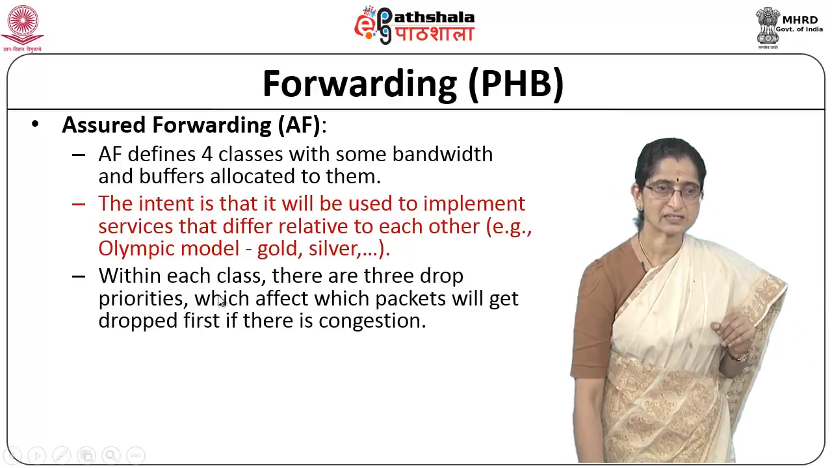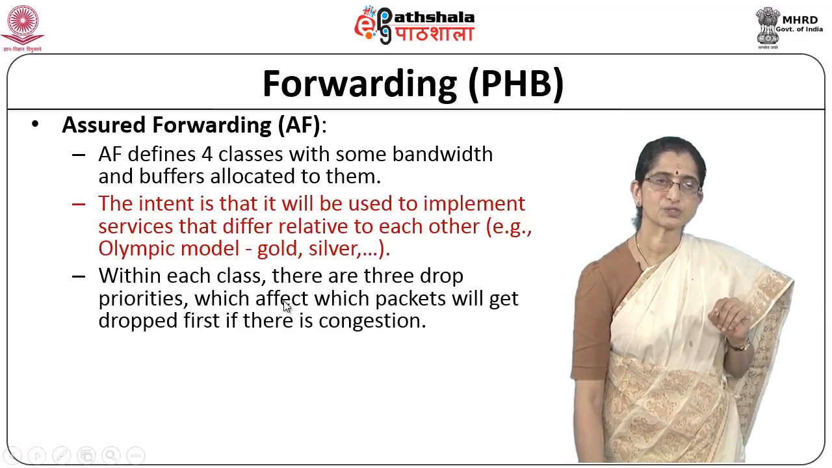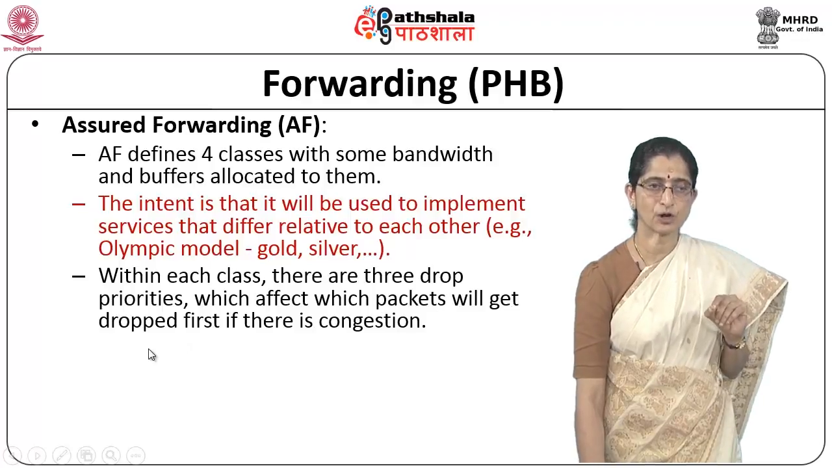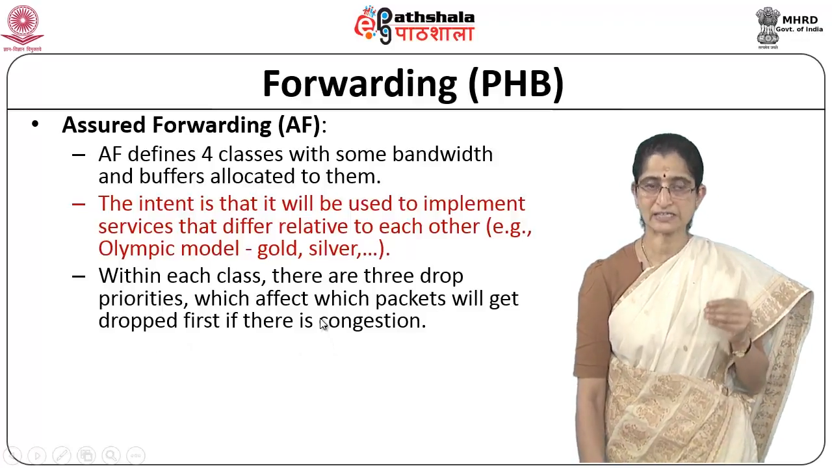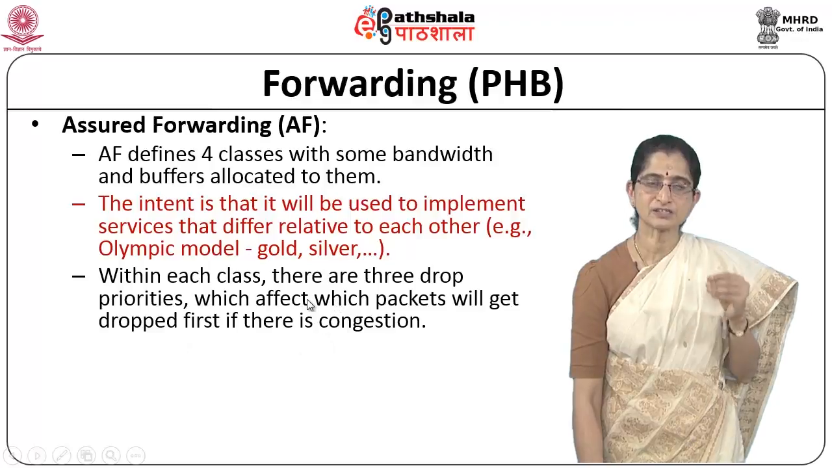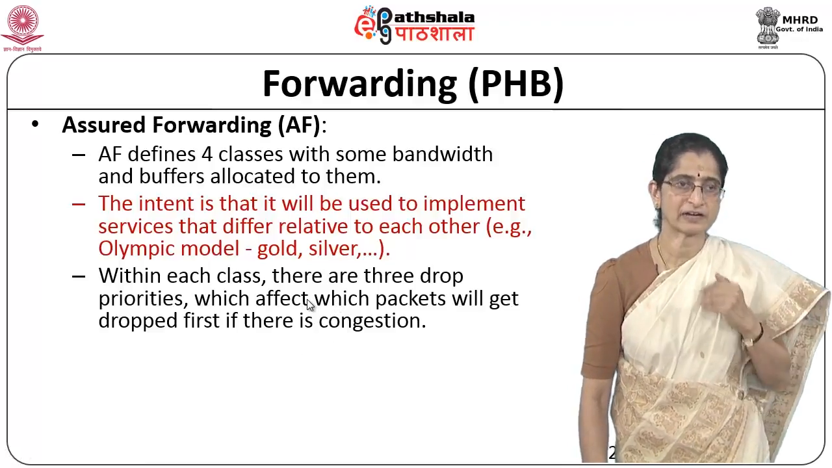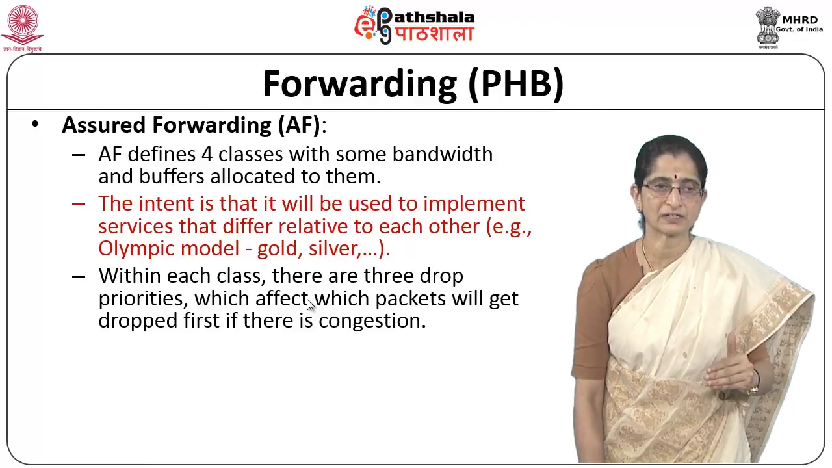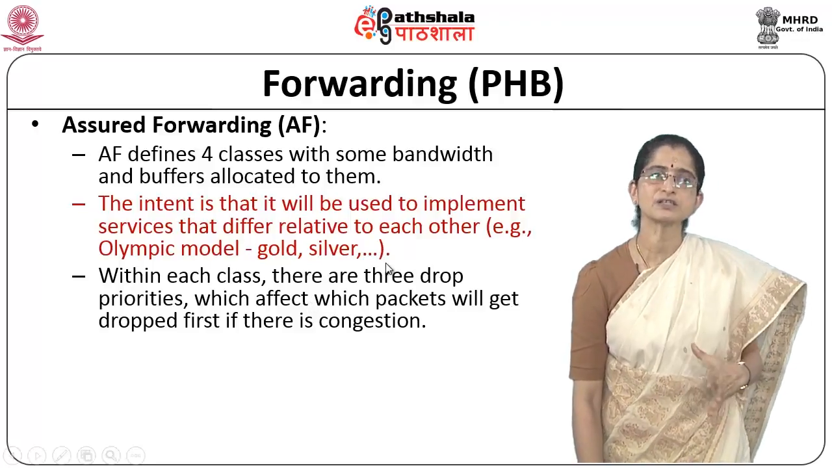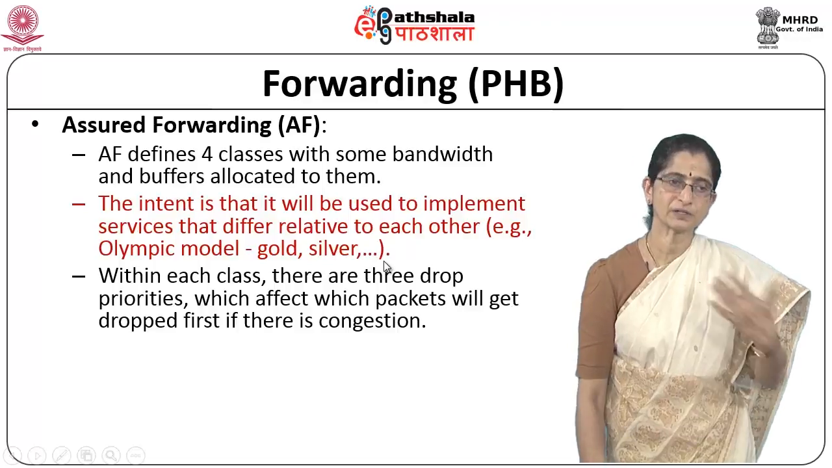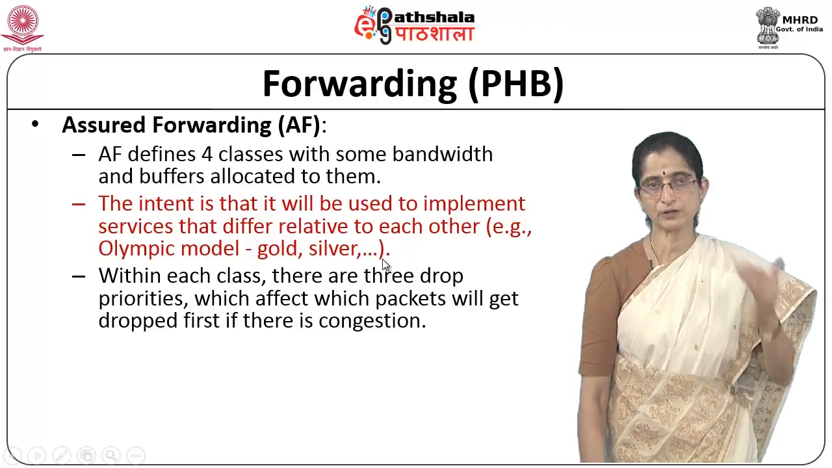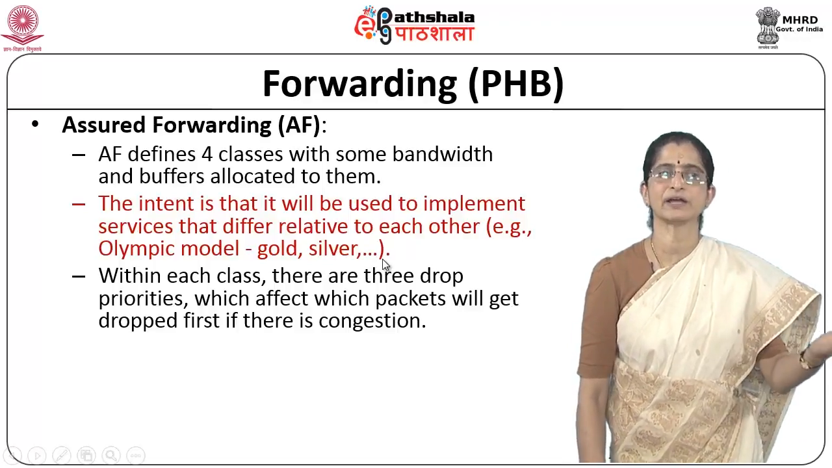Within each class, we said there are 3 drop priorities, which will affect which packets will get dropped first if there is congestion. You can see that this drop priority is used to provide some kind of priority to that particular traffic. If I say bronze traffic will be the first one to get dropped if there is congestion, the next one to get dropped will be silver. The last one to get dropped will be gold.